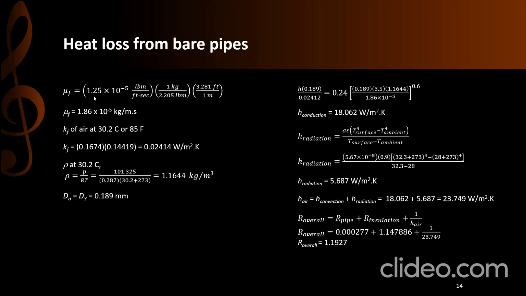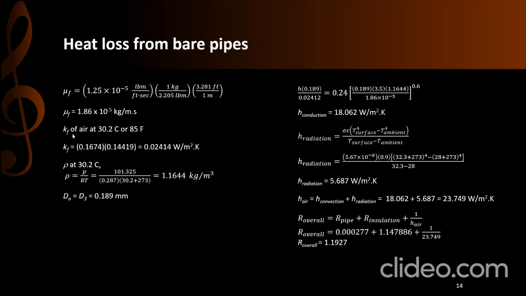So mu sub F is 1.25 times 10 exponent negative 5 pound mass per foot second times 1 kilogram over 2.205 pound mass times 3.281 feet per 1 meter. Mu sub F is equal to 1.86 times 10 negative 5 kilogram per meter second. Okay? Yung pag-convert ko isa-isa, hindi yung biglaan na pound. Yan, kung saan conversion yan, diretso na. Okay? Mas madali, maalala yung mga ganito.